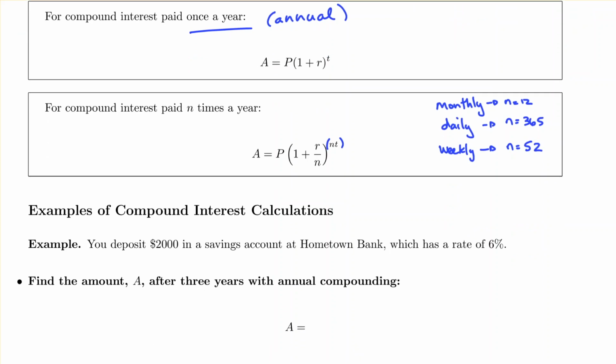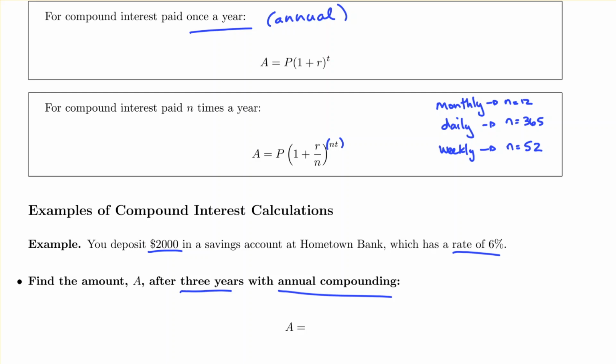So let's work through this first example. It says you deposit $2,000 in a savings account and it has a rate of 6% growth. After 3 years with annual compounding, find the amount that we're left with. So really quick, think which formula is the quickest application here. Since it's annual compounding, we're going to go with the first formula. The second one would work with the n of 1, but it's needlessly complex.